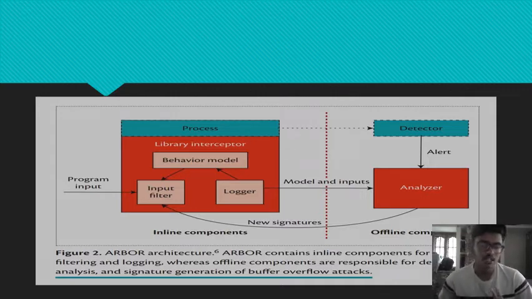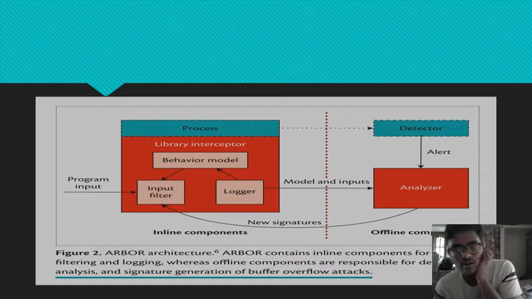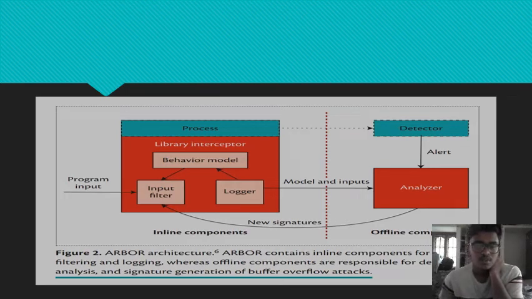for the detection, analysis, and signature generation of the buffer overflow attacks. So this is the figure of the Arbor, the inline components, and the offline components, which has the detector and analyzer, and the inline components has the process behavior model, like input filter and the logger.